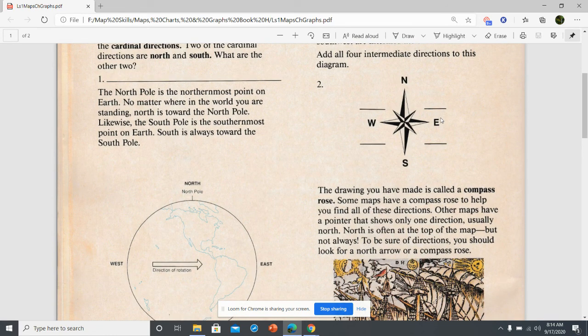The North Pole is the northernmost point on Earth. No matter where in the world you are standing, north is toward the North Pole. Likewise, the South Pole is the southernmost point on Earth. South is always toward the South Pole.